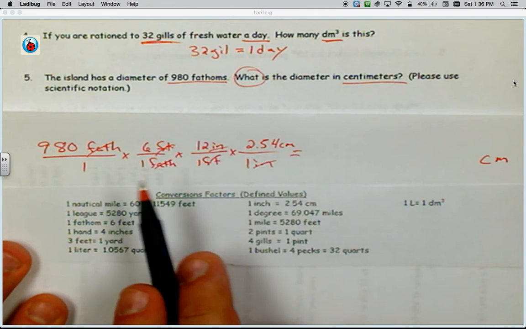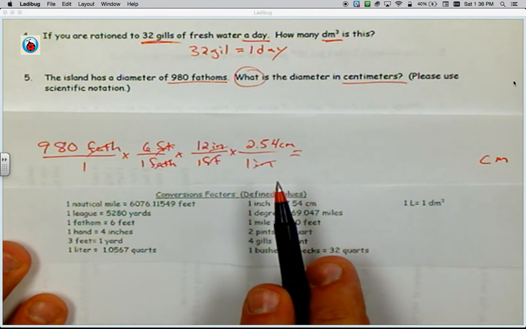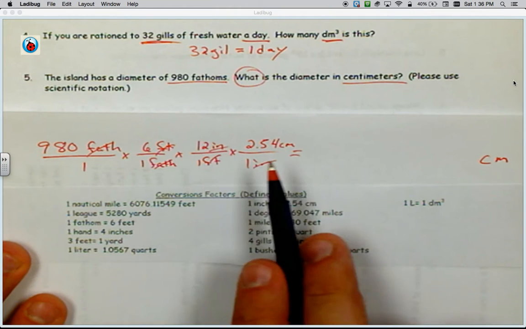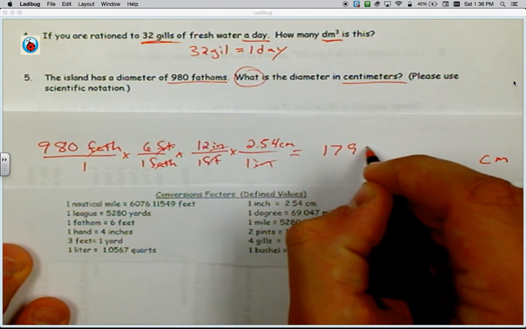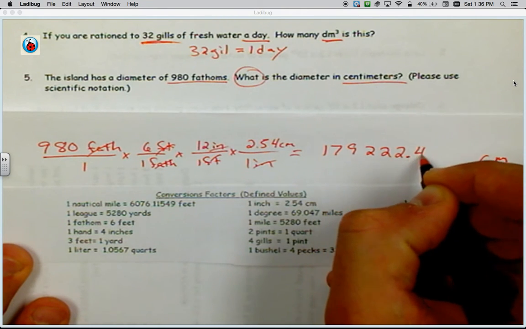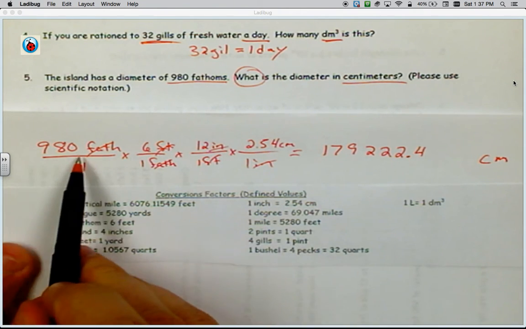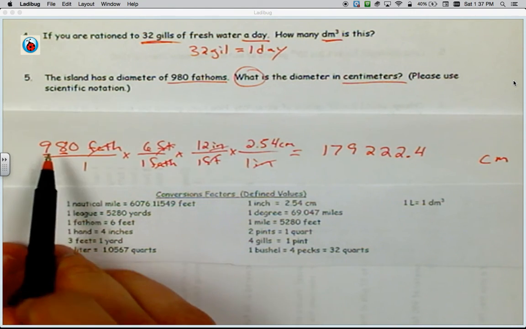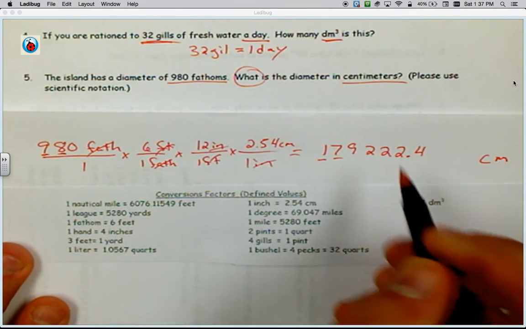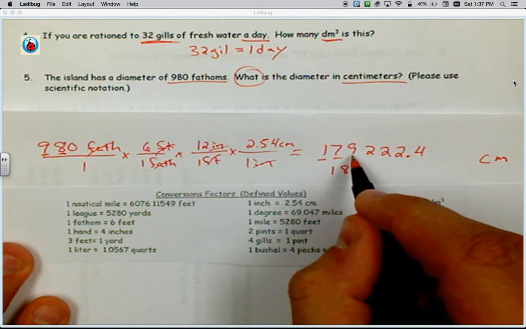All we need to do now is calculate. Well, the bottom is going to be 1. So it's really not going to change anything. So all we need to do is multiply that top number, which comes out to 179,222.4. Let's do sig figs first. No decimal. We count right to left. We have 2 significant figures. 9 is going to round us up to 180000.